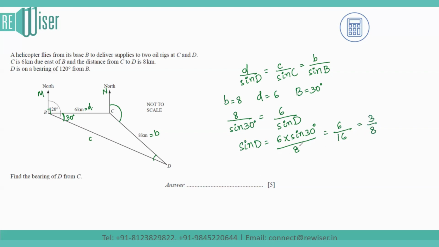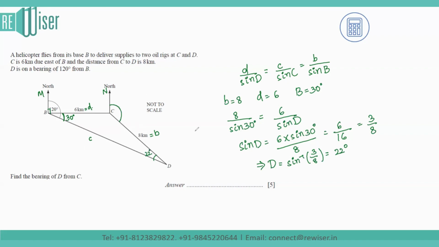Using the help of the calculator, we can find out the value of the angle D, that is equal to sine inverse 3 by 8. With the help of the calculator, we get the angle D is equal to 22 degrees. So, the angle D becomes 22 degrees.